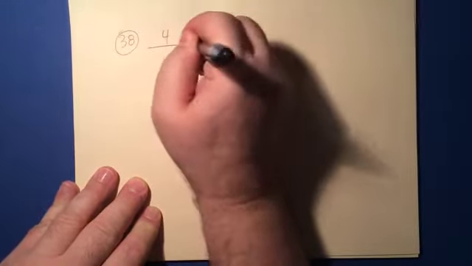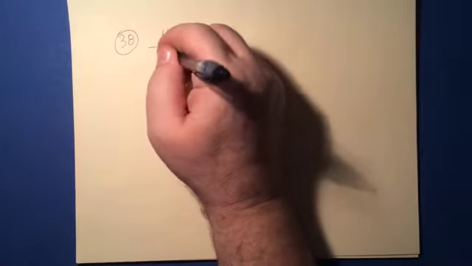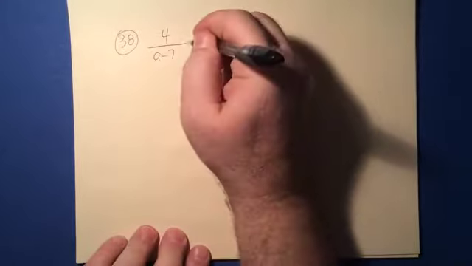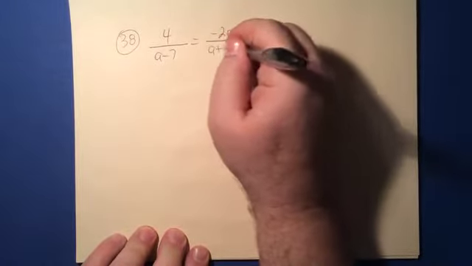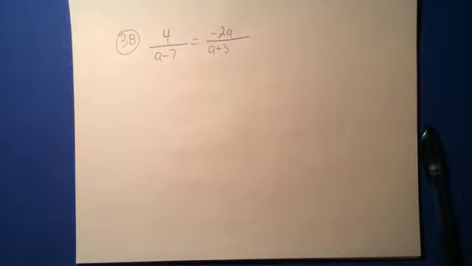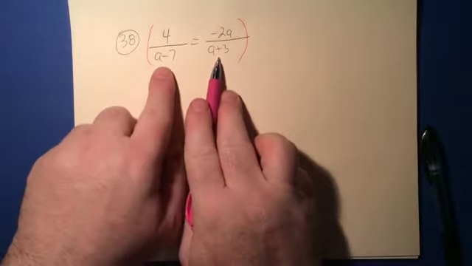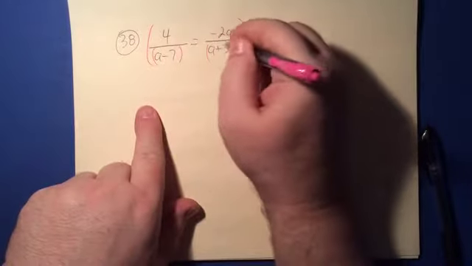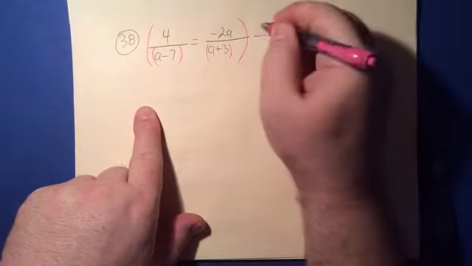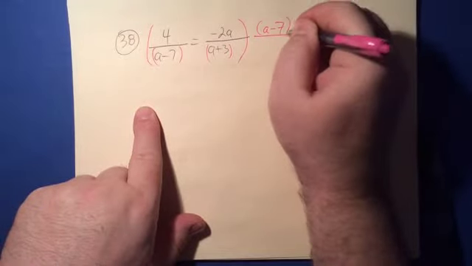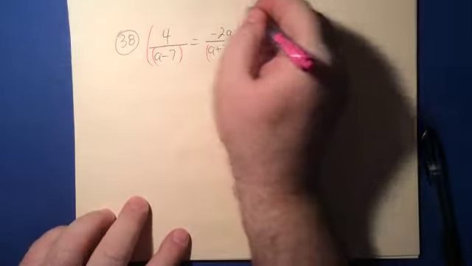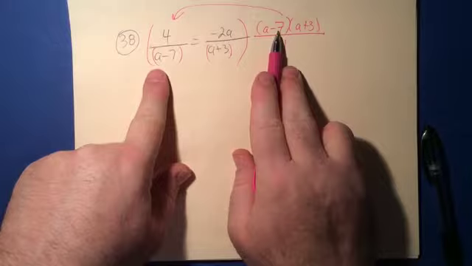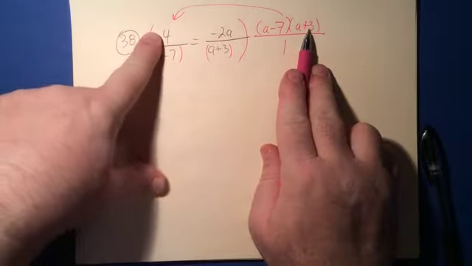So we're going to have 4 over a minus 7 equals -2a over a plus 3. If we're looking to multiply anything through to try to clear the denominators, because these are two entirely different denominators, the best we can do is simply multiply by the product of these, which is a minus 7 times a plus 3 over 1. When we multiply this through, the a minus 7 reduces, but the a plus 3 does not. So this would be 4 times a plus 3.